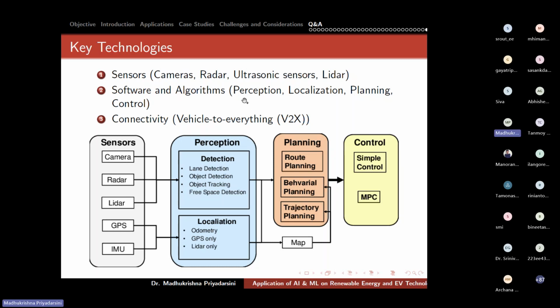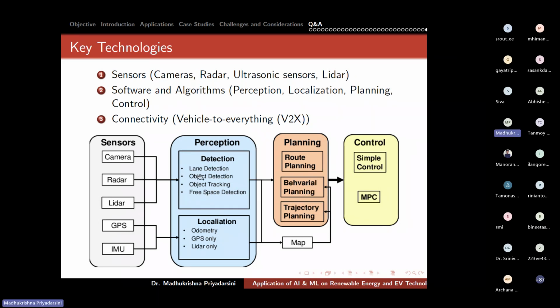And these algorithms find out where your car or vehicle is, which route you need to take, how to control the vehicle, and what the perception of that vehicle is. So everything is done through software and algorithms, and these are the input or the hardware. Through the hardware we are taking the input, and this is how autonomous vehicles actually work.